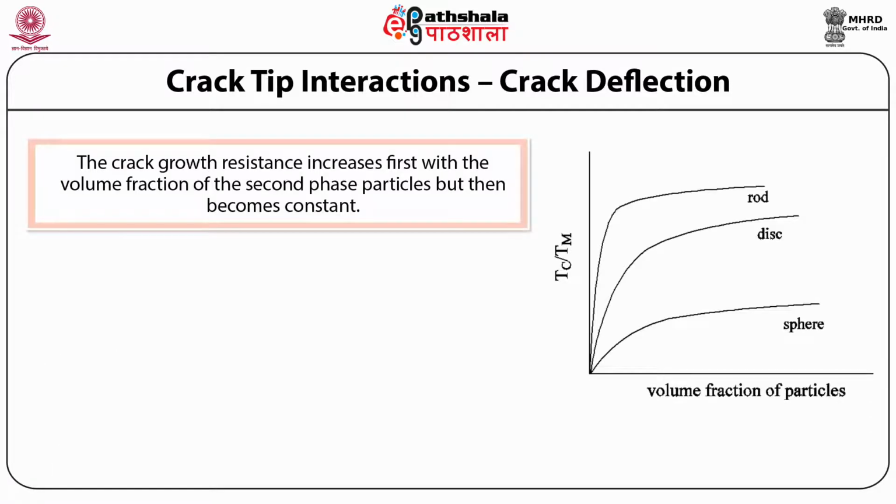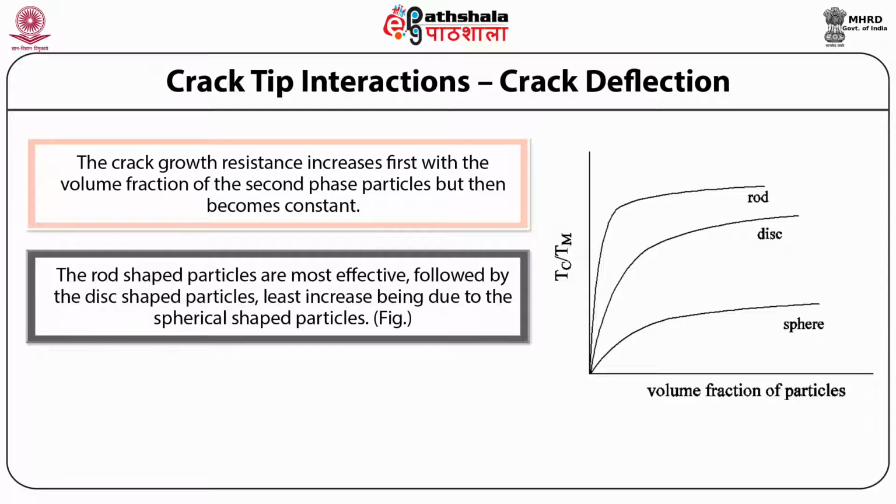Now, the analysis of the crack deflection process shows that the crack growth resistance increases first with the volume fraction of the second phase particles, which provide the obstacles, but then becomes constant. Also, the shape of the particles is very important. The rod-shaped particles are most effective, followed by the disc-shaped particles, the least increase being due to the spherical particles.